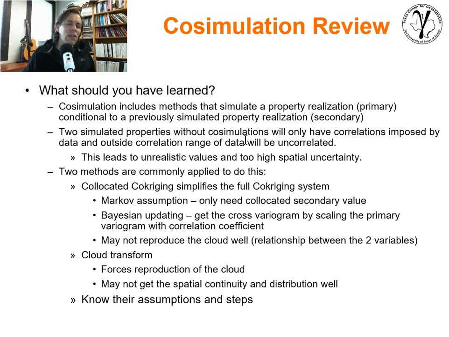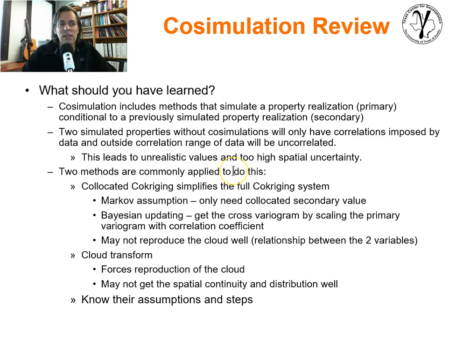So you will not reproduce the right correlation between the two variables. So you can't go ahead and just simulate porosity, permeability, saturation independently. You have to constrain them with each other. You have to use cosimulation, the primary and secondary data type of approach. If you don't, it leads to unrealistic values. You could have combinations of porosity and permeability that don't even exist, and you have too high spatial uncertainty. That porosity information is useful for constraining the permeability information.